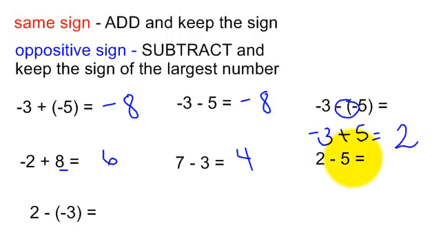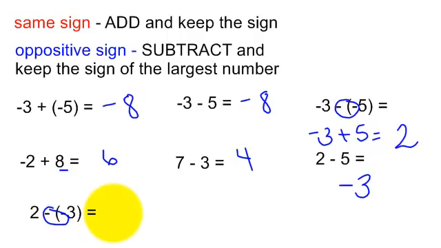2 minus 5. What kind of number is a 2? Great, it's positive. What kind of number is a 5? That's a minus, which is the same thing as a negative, so it's a negative. Opposite sign, subtract, and keep the sign of the largest number. Positive 2, a -5. We're going to have a battle here. They're going to subtract. And who's going to win this battle? The negatives.